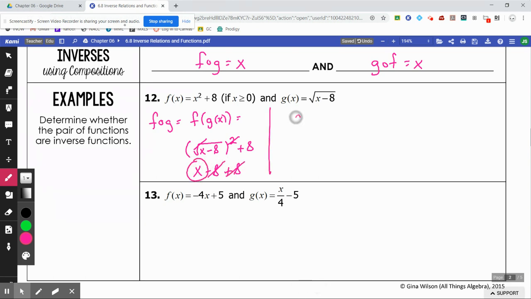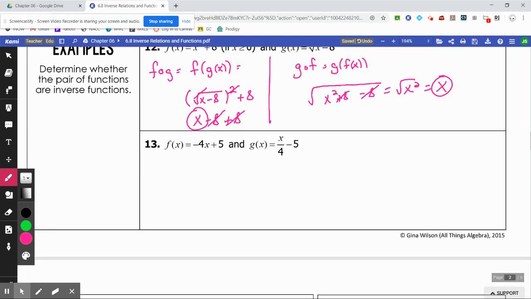Then you find g of f, which means you're going to take your g function and plug in your f function. So g is the square root of x minus 8. And in the place of x, you're going to plug in x squared plus 8. And again, the parentheses here are really unnecessary, so you could get rid of them. Plus 8 minus 8 is gone. Leaves you with the square root of x squared, which is x. So these two functions, yes, are inverses of each other because of these compositions.